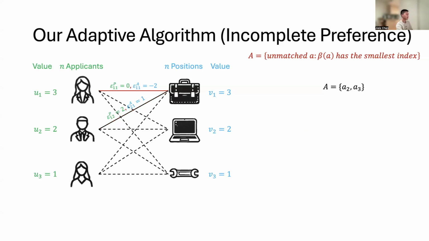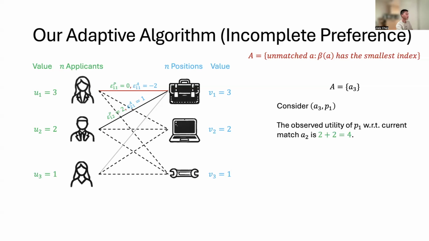In the next step, capital A doesn't change, and the algorithm considers the same pair A sub 2 and P sub 1 again, and matches them. Then the set of applicants capital A becomes only A sub 3. And the algorithm considers the pair A sub 3 and P sub 1.